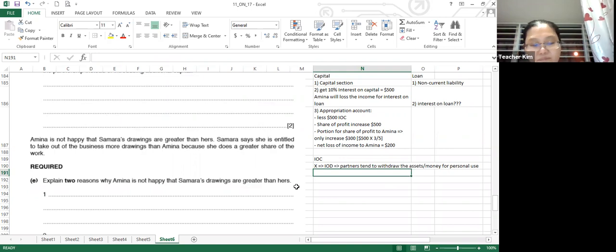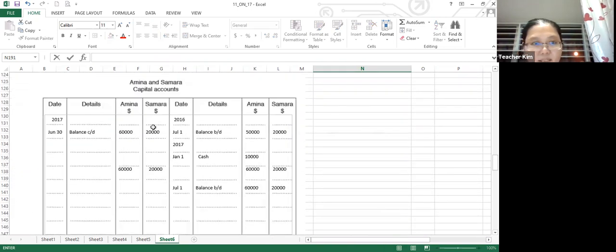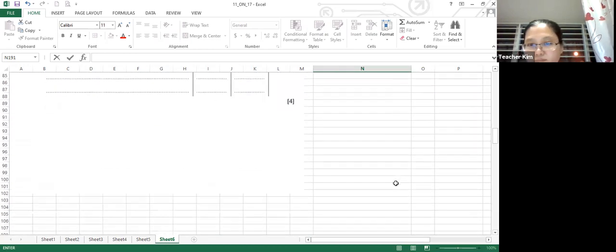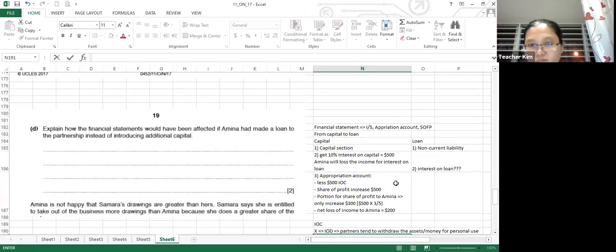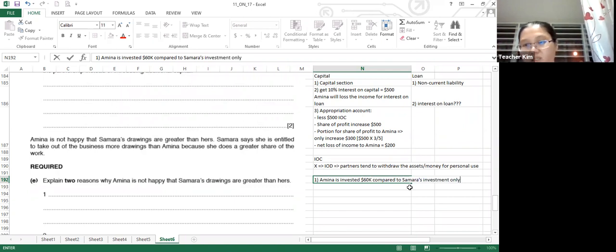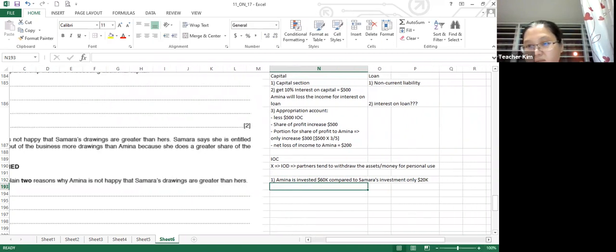So for Shamara, if we see the capital that Shamara invested, the capital Amina invested plus 10,000 additional is 60,000. Samara only invested 20,000, but Samara's drawing is 12,000 more than Amina's. So explain two reasons why Amina is not happy. First, number one, Amina invested 60,000. Okay, 60,000 compared to Shamara's investment, Shamara's investment only 20,000.